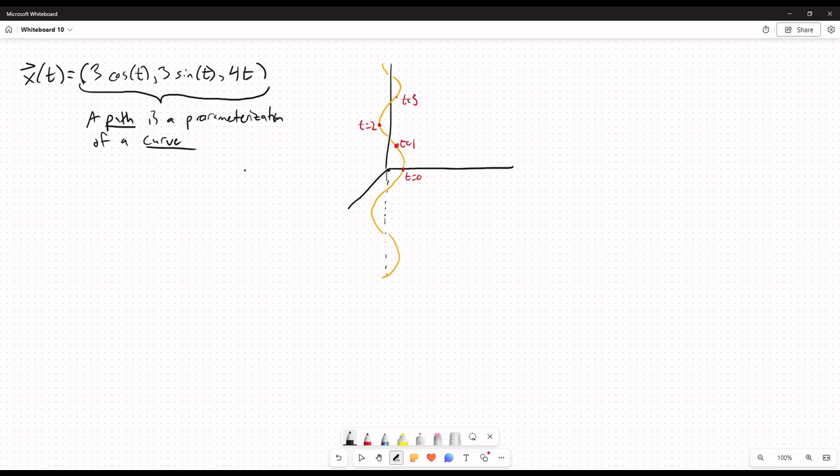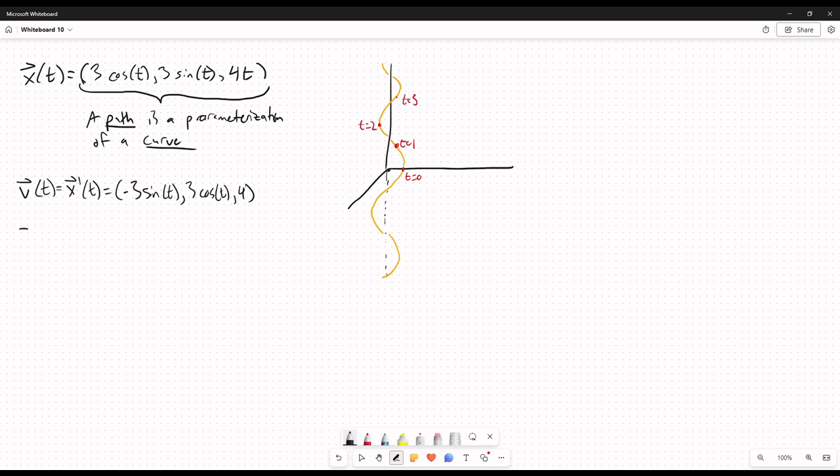One feature you could talk about is how fast this point is moving as it traces out the curve. There are two different ways of talking about that. We can talk about the velocity of the point. That tells us how fast it is tracing out the curve with direction included, and that's just going to be the derivative of your path. In this case, that would be -3 sine of t, 3 cosine of t, 4. So the velocity of the point tracing out this curve at time t would be given by this vector.